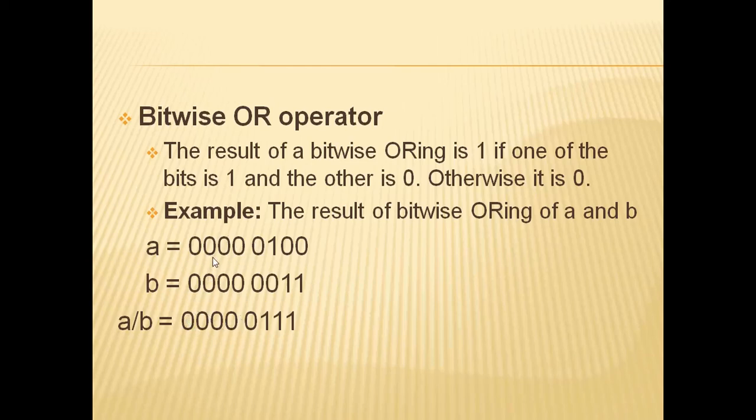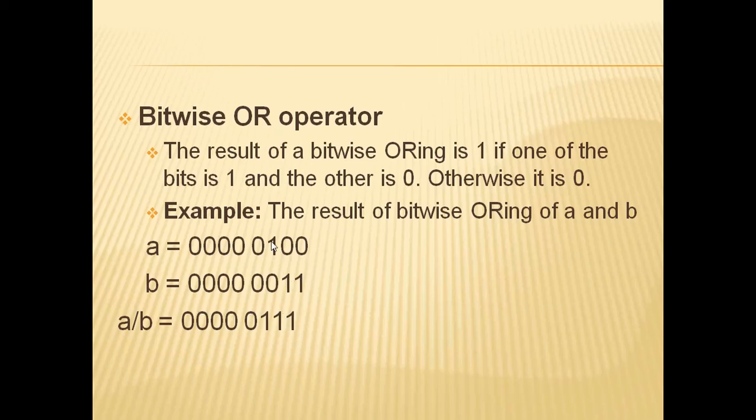Say for example, consider the same values here, A is equal to 4 and B is equal to 3. Now we are performing the bitwise OR operator, A or B. So here it is 0, 1. Okay, so it is false, it is true. The result is true. In OR operator, if any one of the bits is 1, the result is 1. For the remaining cases, it is 0. So 0, 1, it is 1.